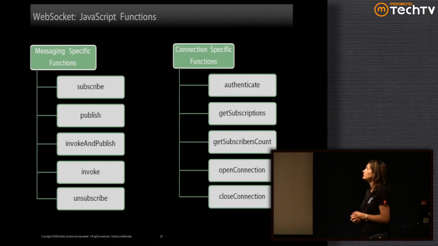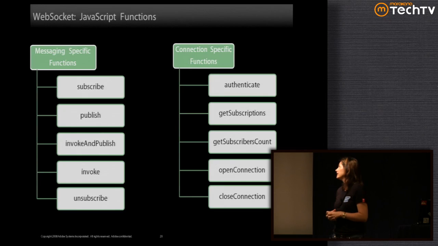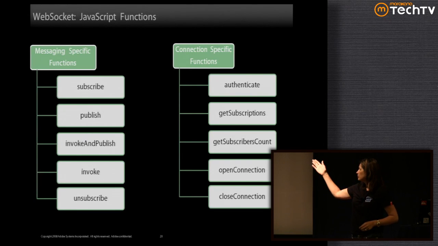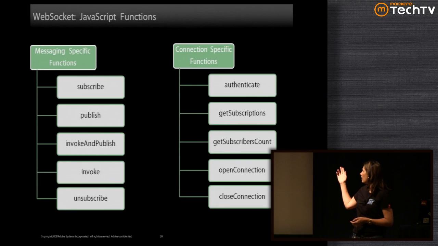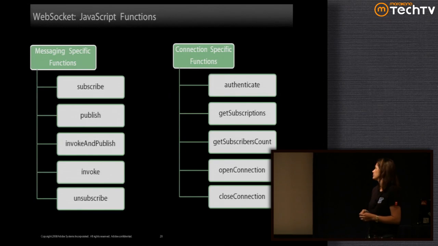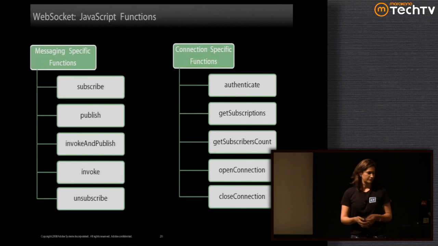So ColdFusion provides a set of JavaScript functions that are built-in functionality already. We've got subscribe, publish, invoke and publish, which is the client-initiated, but server processed and published at the server side. Invoke, and then unsubscribe. And then on the other side, we have authenticate, get subscriptions. Now, get subscriptions will just pass you back the subscriptions that you have assigned to. Let's say I'm client A, it'll just tell me which channels I'm subscribed to. Get subscribers count, how many people are subscribed, open connection, and close connection.